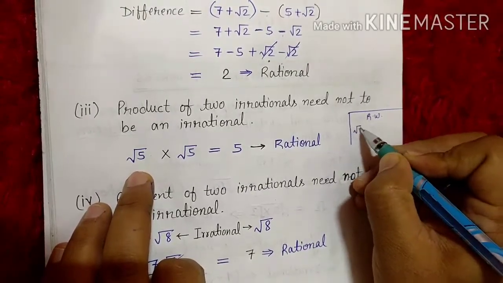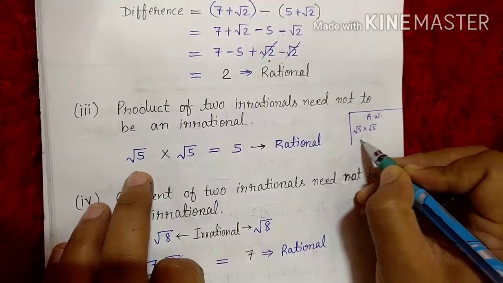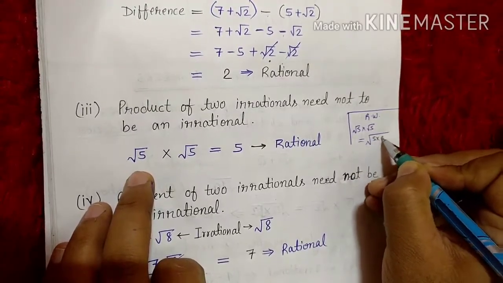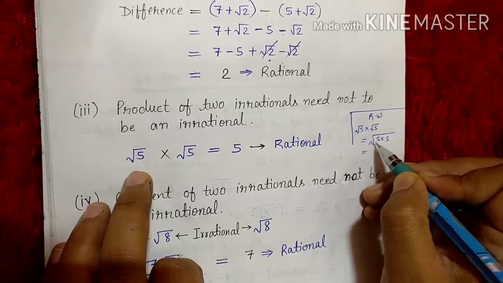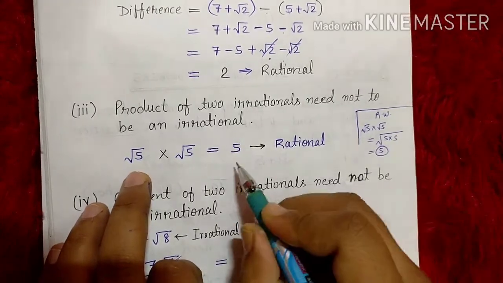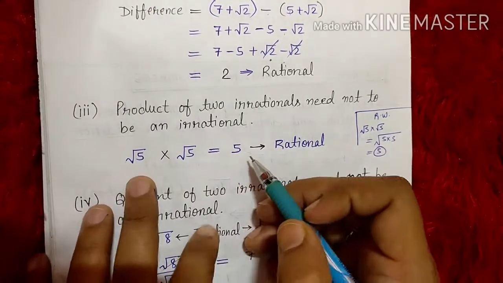When you are multiplying root 5 multiplied by root 5, what will happen? It becomes a pair, 5 into 5. And when the pair becomes, what will happen? The under root will be removed. So what will come? 5 only. And 5 is a rational number.